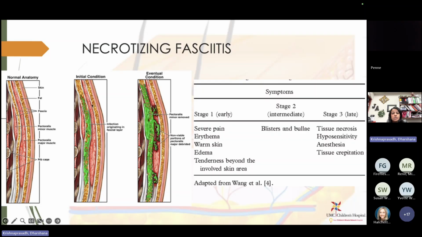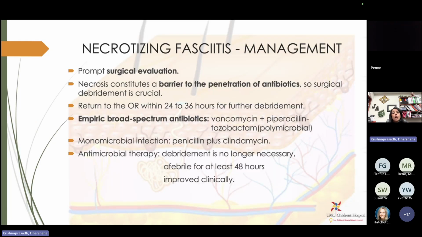And then you have the green one, which is like the initial skin and fascial layer. And then you have spreading into multiple layers. That's like more of your late stage or stage three, where you have tissue necrosis, hyposensitivity, anesthesia, and tissue crepitation. Prompt surgical evaluation is recommended.